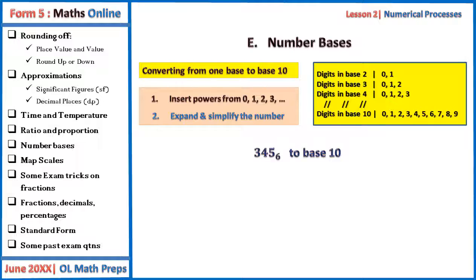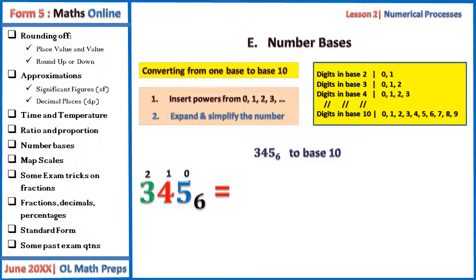Let's take this example. To convert 345 base 6 to base 10, you write down the 345 base 6. There are 3 digits, so you insert powers from 0. The first will be 0, the second will be 1, and the last one has a power of 2. Note, it is from right to left.